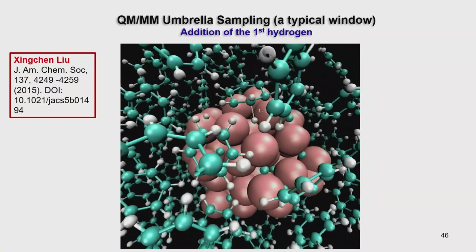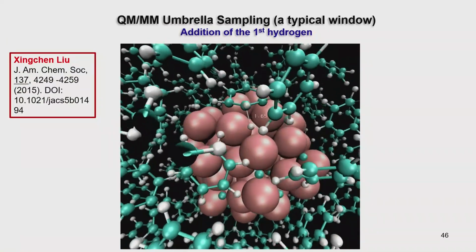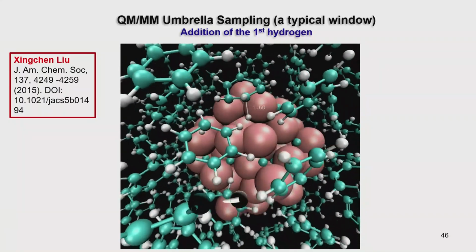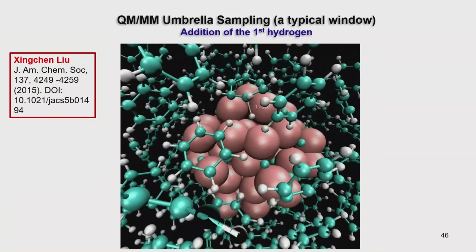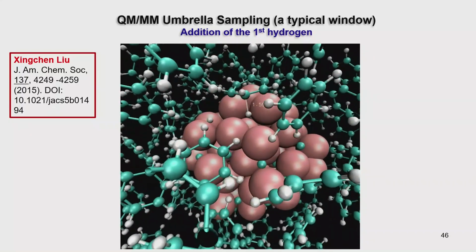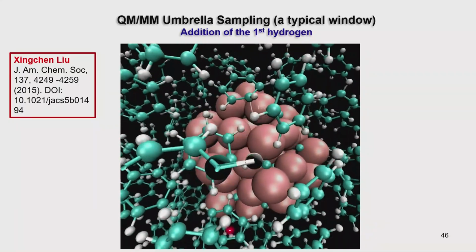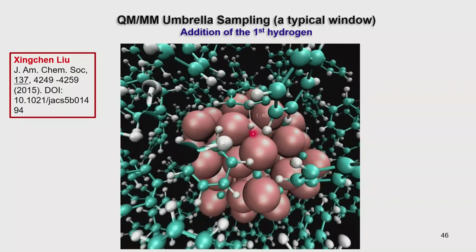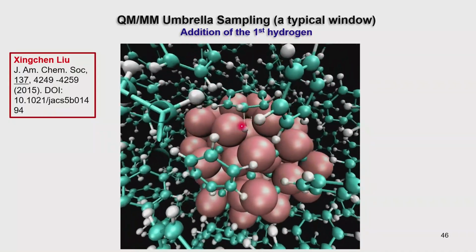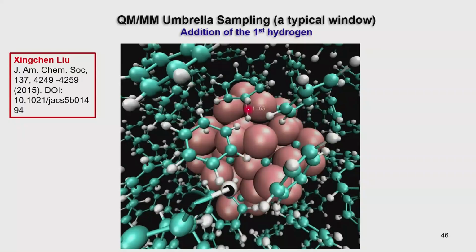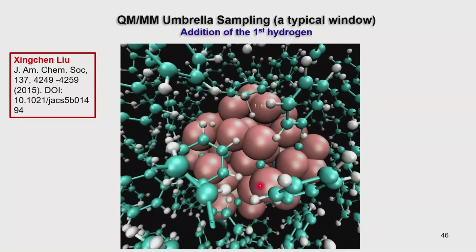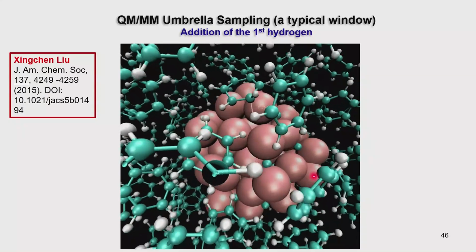This, in fact, is not real DFT. It's DFTB for the quantum part of this QM/MM approach that Xingchen Yu performed. Basically, he's trying to hydrogenate a benzene molecule. You can see a hydrogen atom coming in here, attaching to a carbon on a benzene. And it's being done on a molybdenum carbide nanoparticle with about 100 atoms or so.